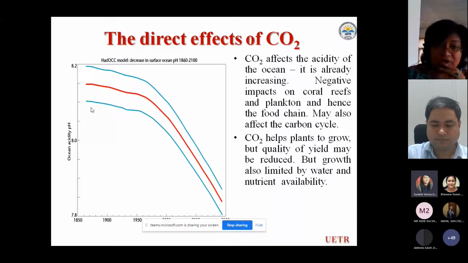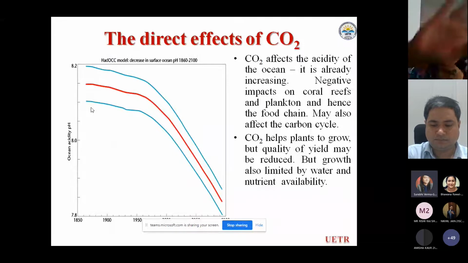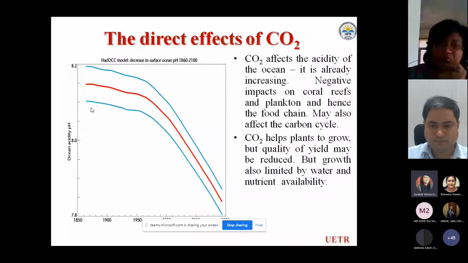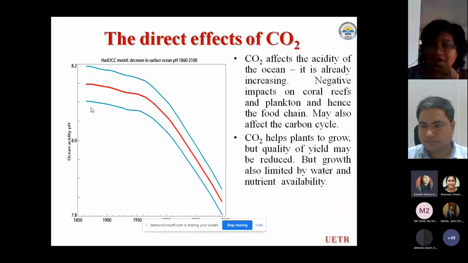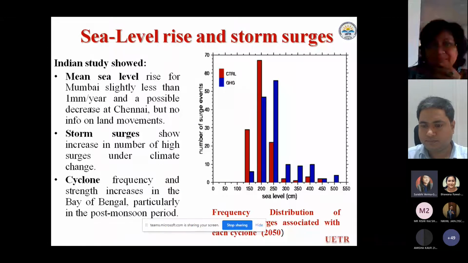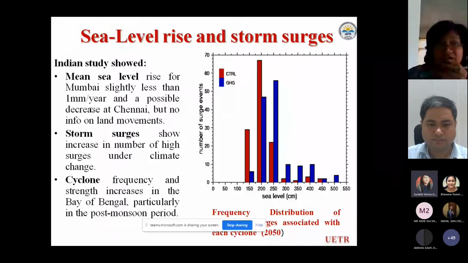Okay, so carbon dioxide helps plants to grow, but the quality of yield may be reduced, and growth is also limited by water and nutrient availability. Sea level rise and storm surges. An Indian study showed that mean sea level rises for Mumbai slightly, less than 1 mm per year, and a possible decrease at Chennai. For storm surges, there is an increase in the number of high surges under climate change, and cyclones are more frequent, and their strength increases in the Bay of Bengal, particularly in the post-monsoon period. So these are the episodes related to sea level rise and storm surges.